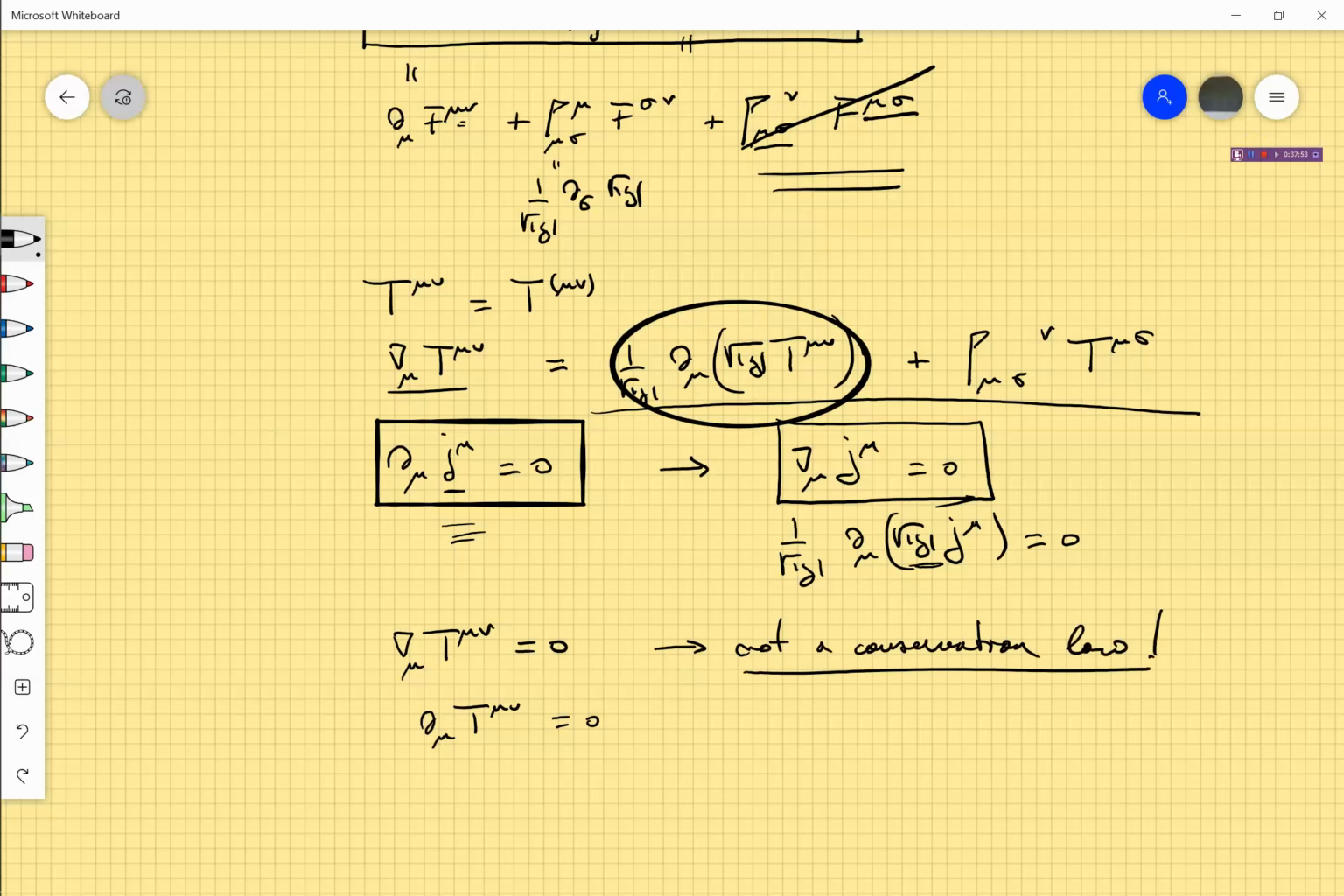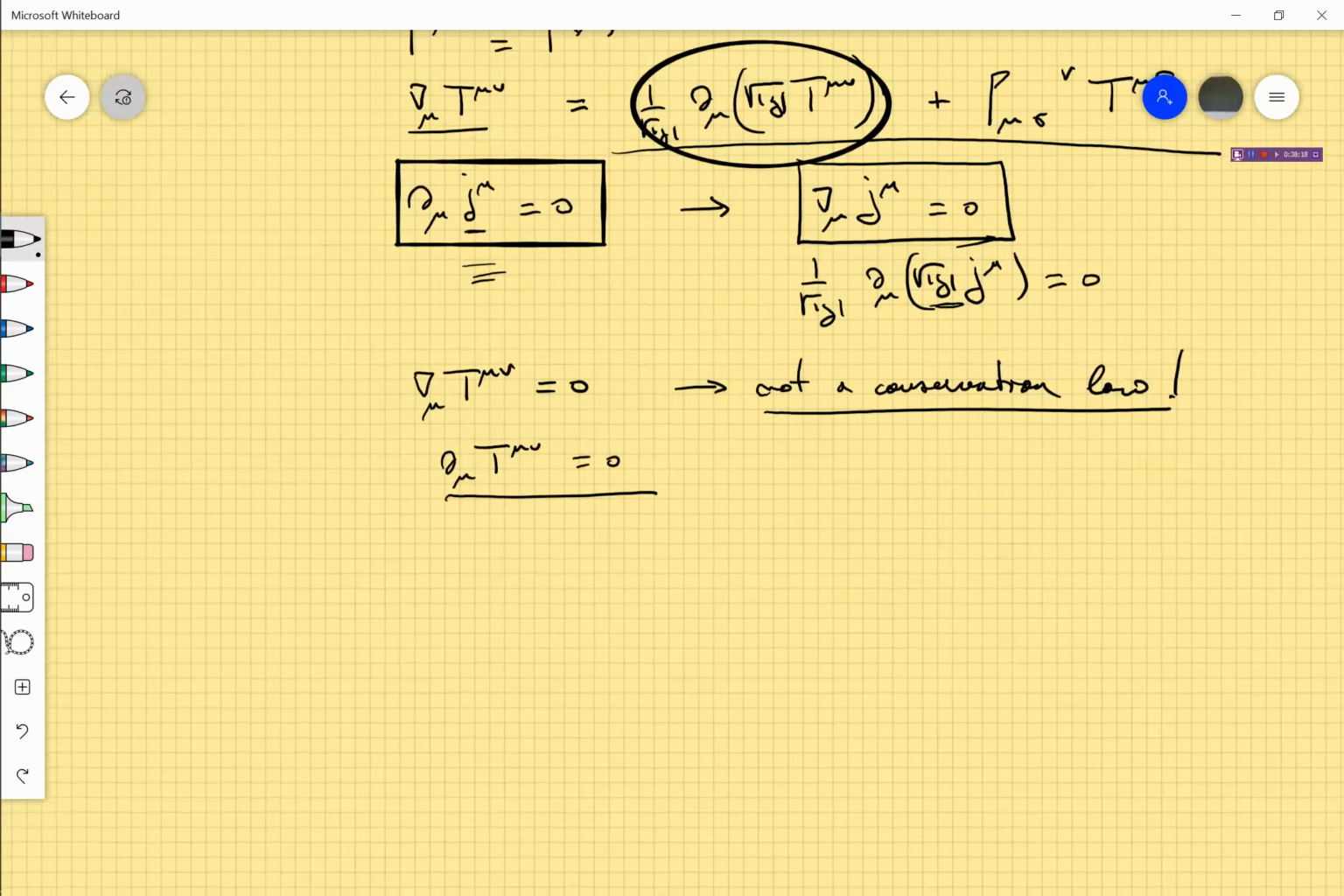Okay, although it is the obvious covariant generalization of this law, the moment you write it like this with a covariant derivative, it doesn't work like a conservation law anymore. Is this a disaster? We'll see, but it is a very important thing to remember.